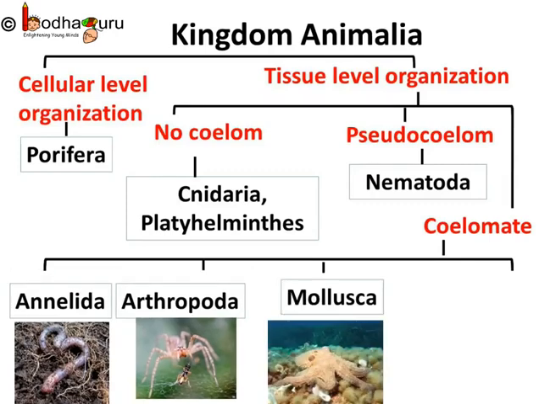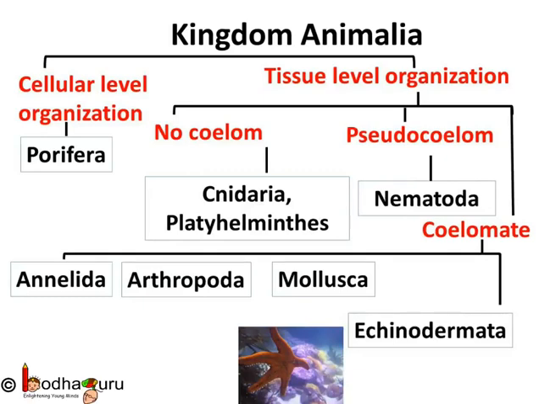Next, phylum Mollusca. They have an unsegmented soft body protected by a skeleton. Snail, octopus, etc. belong to this phylum. Echinodermata phylum. Animals in this phylum have spines on their skin, for example, starfish.